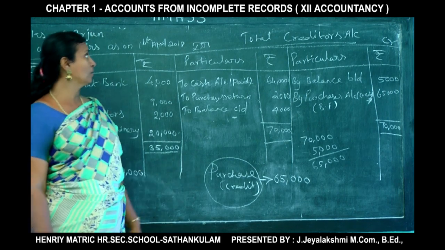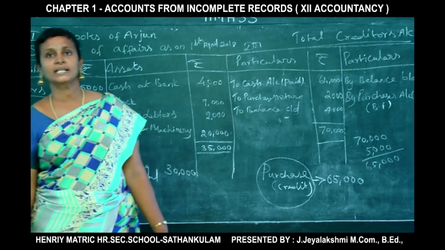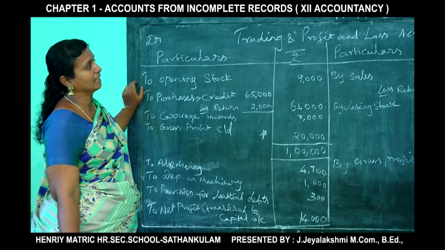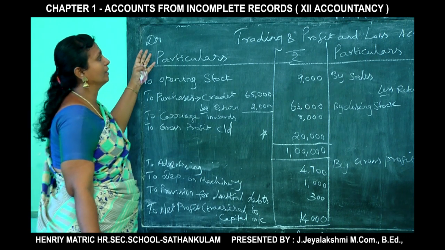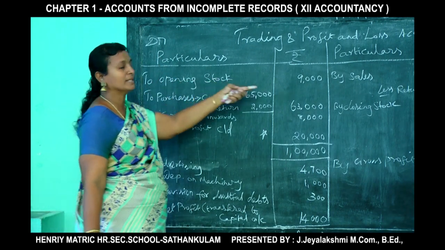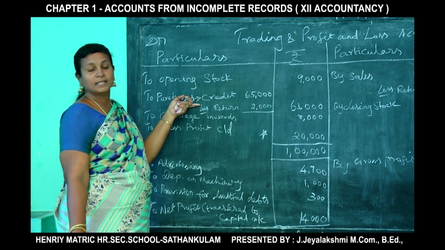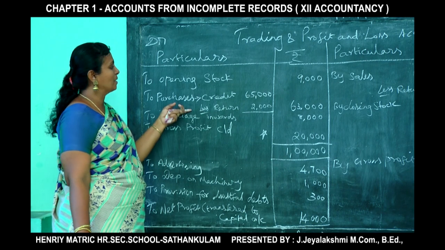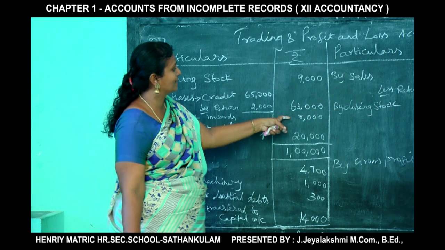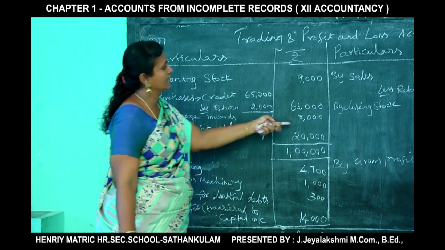With the help of this, we are going to calculate the profit and loss account for the year ended 31st March 2019. Here we are going to write debit, credit, particulars, amount. See here, they have given opening stock, how much? 9,000. See here purchases. Now we have calculated credit purchases, how much? 65,000. How much do we get as returns? 2,000. So that should be deducted. So you got 63,000. Then carriage inward, it is an expense. So you are taking here 8,000.